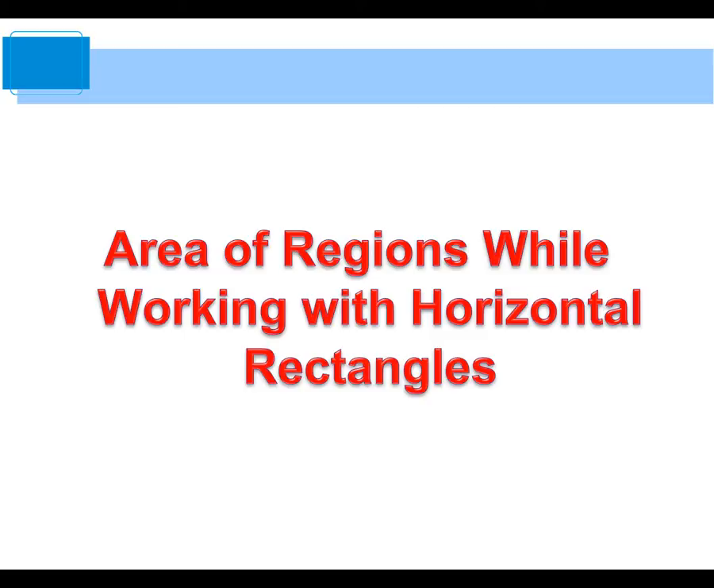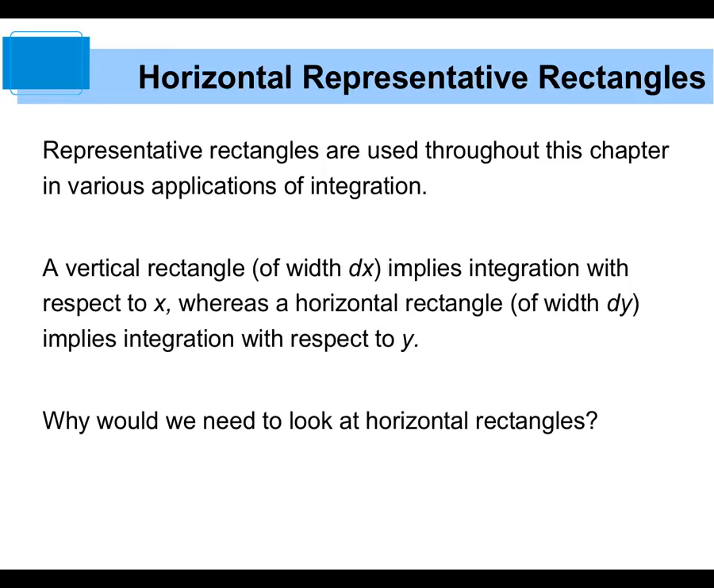What happens if we can't use vertical rectangles? Or what happens if we realize that we can use vertical rectangles, but horizontal rectangles would be easier? Sometimes people struggle with this, other people can see this. It's entirely up to how you're going to process this. So the concept is easy. Instead of working in terms of x, we work in terms of y. And so we'll have horizontal rectangles, which means it'll no longer be top minus bottom. It'll be right minus left.